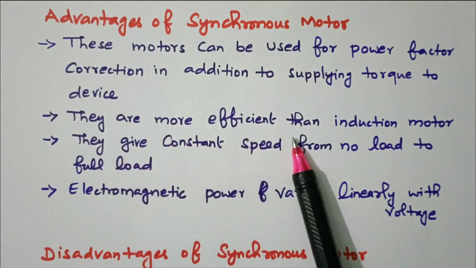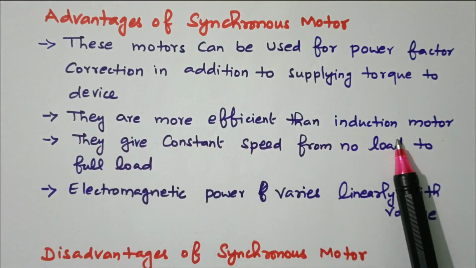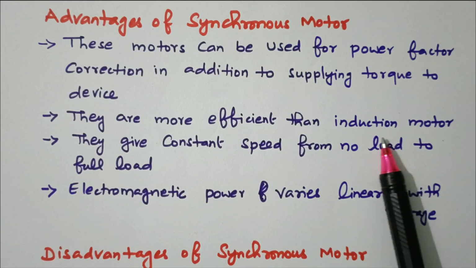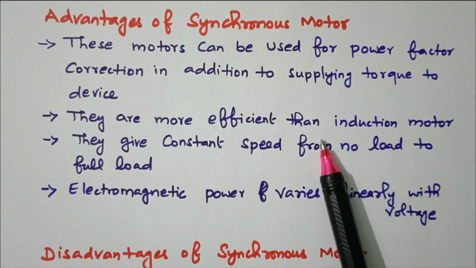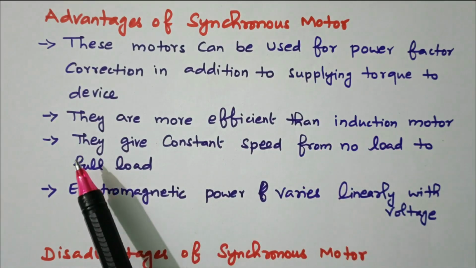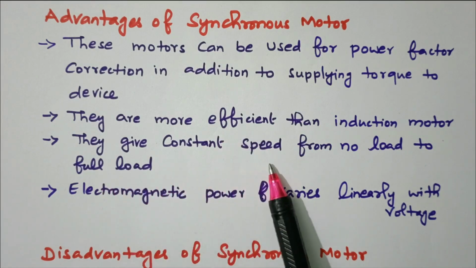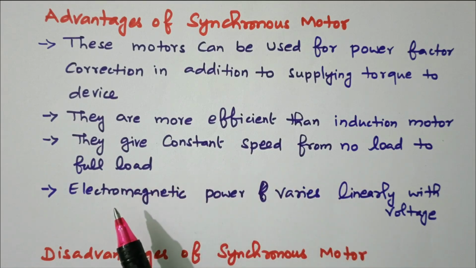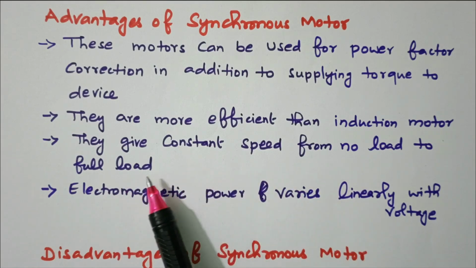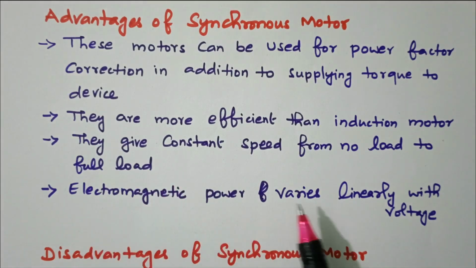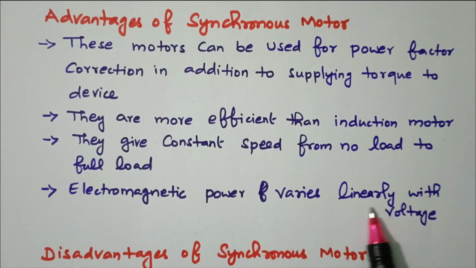They are more efficient than induction motor. We know that in an induction motor, when it is loaded, the speed keeps on decreasing. But here the speed will always be synchronous speed, so the efficiency is more. They give constant speed from no load to full load. It's a main advantage. From no load to full load, we have constant speed. Electromagnetic power varies linearly with the voltage. Right? Based on the voltage, electromagnetic power is linearly varied.